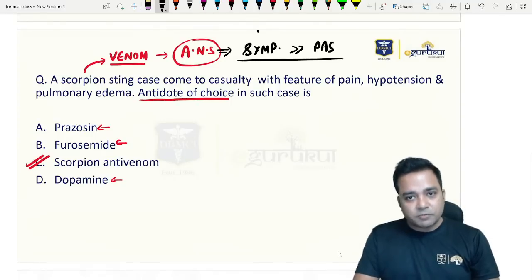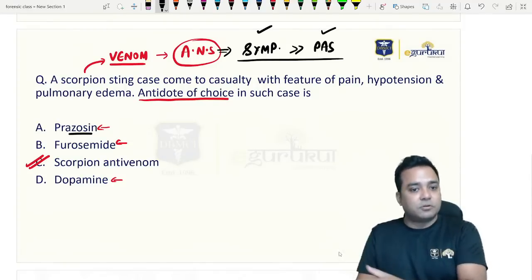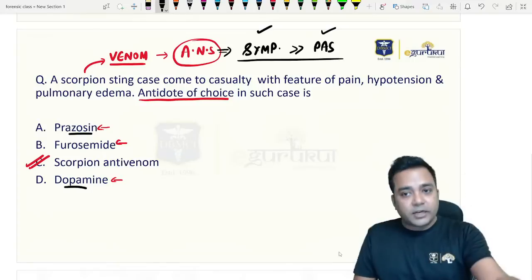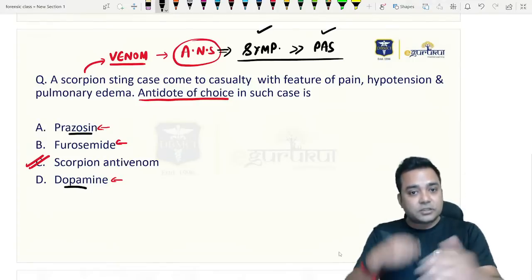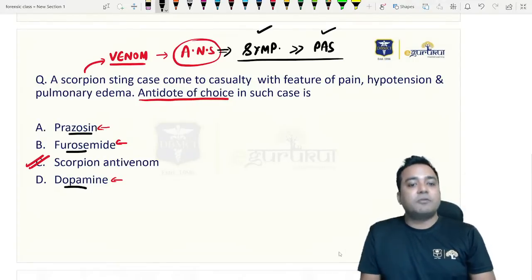So initially the person will be hypertensive, for which we can give prazosin. But later on the person can show you hypotensive features, for which we have to give dopamine. The patient can show you pulmonary edema features. Yes, that is also a feature due to venom activity, for which we can give diuretics like furosemide.